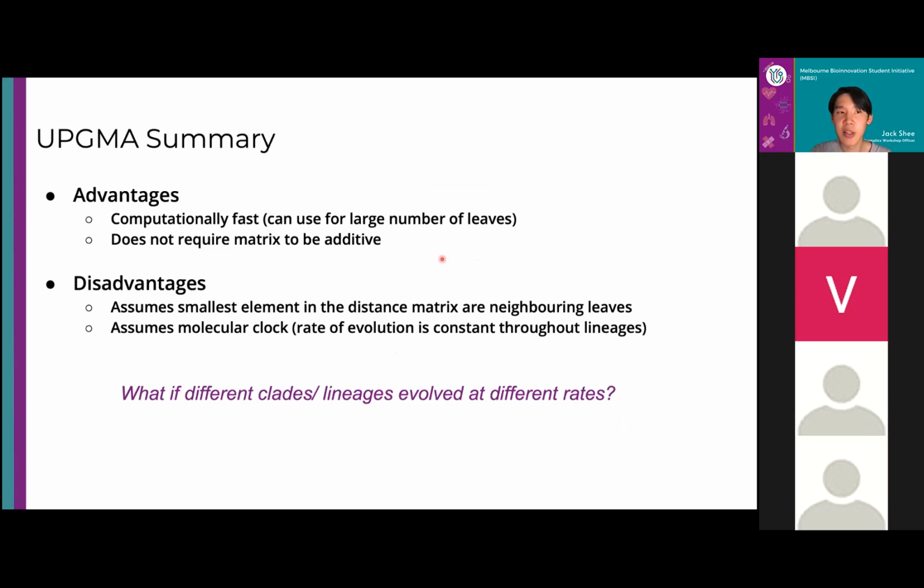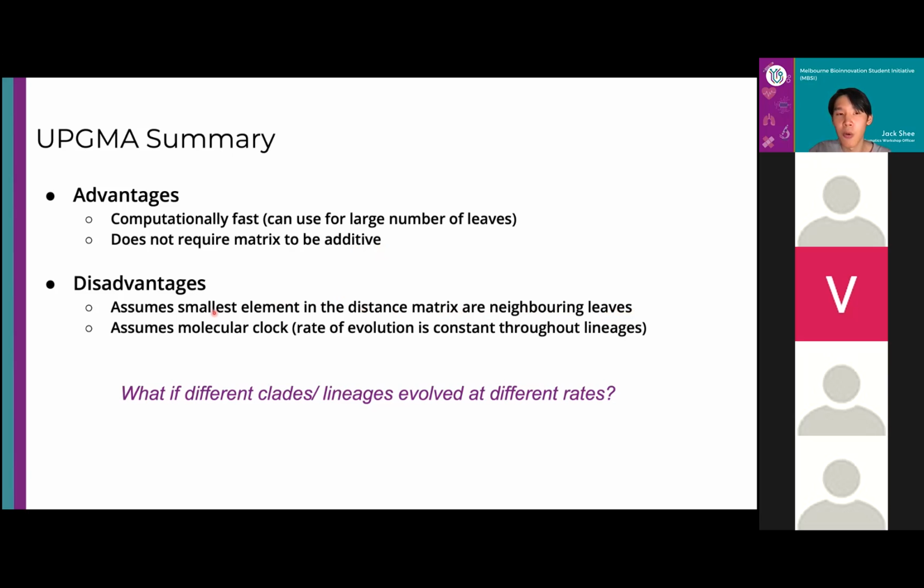So in summary, the UPGMA algorithm is a clustering technique that has advantages in that it is computationally fast, quite easy to implement, and of course does not require the matrix to be additive because it just looks at two leaves, or 2 clusters, and groups them. It makes a strong assumption that the smallest elements in the distance matrix are actually neighboring leaves. And as we'll see, this is not necessarily true.